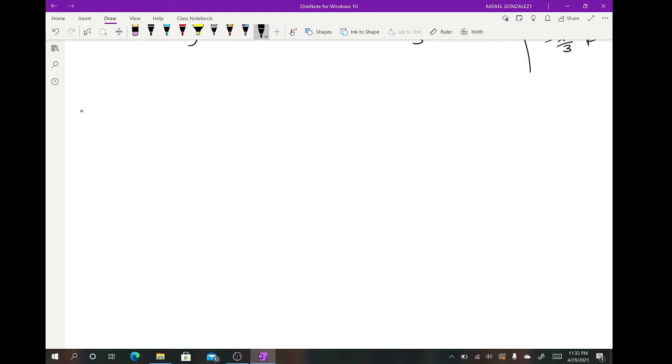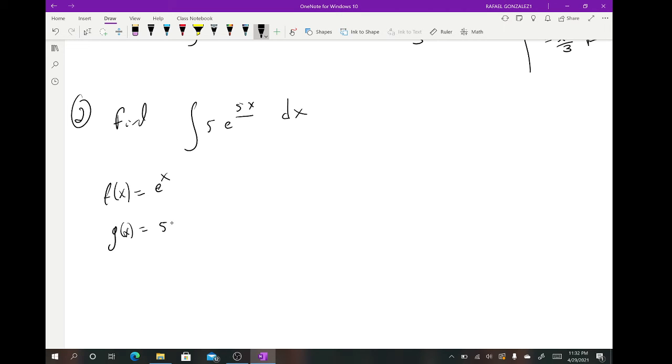Okay, so let's say somebody came up to you and told you to find the following. 5e to the 5x dx is what you were asked to find. So here you have to be, again, a little careful. You have to know what the outer function and the inner function are. Well, the outer function here is going to be e to the x. F of x is equal to e to the x. Again, if you don't understand what's going on here, I suggest that you go back and look at your pre-calculus notes. That means that g of x is going to be the other function. The other function is 5x.